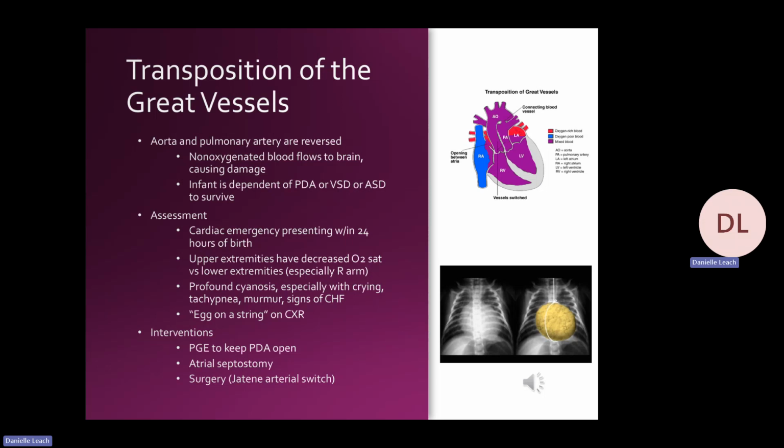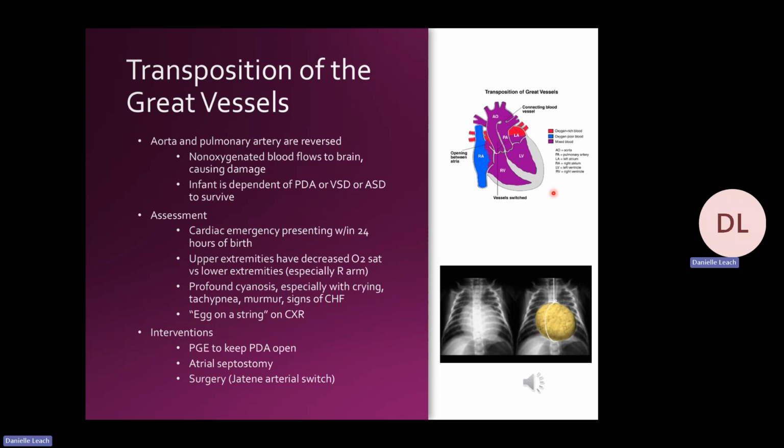The next disorder we're going to talk about is transposition of the great vessels. So transposition of the great vessels basically means that the aorta and the pulmonary artery are reversed. So in this terminology, the great vessels are the aorta and the pulmonary artery. So literally, they are switched in their position and what they are connected to. So as you can see on this graphic here, the right ventricle is connected to the aorta instead of the pulmonary artery, and the left ventricle is connected to the pulmonary artery instead of the aorta.